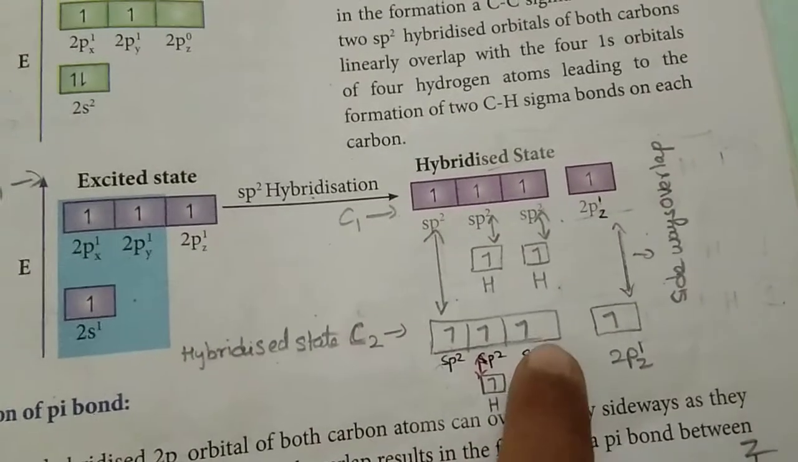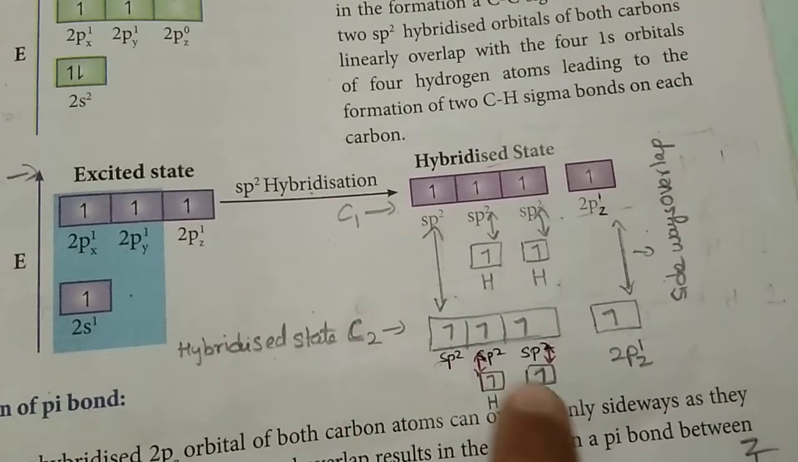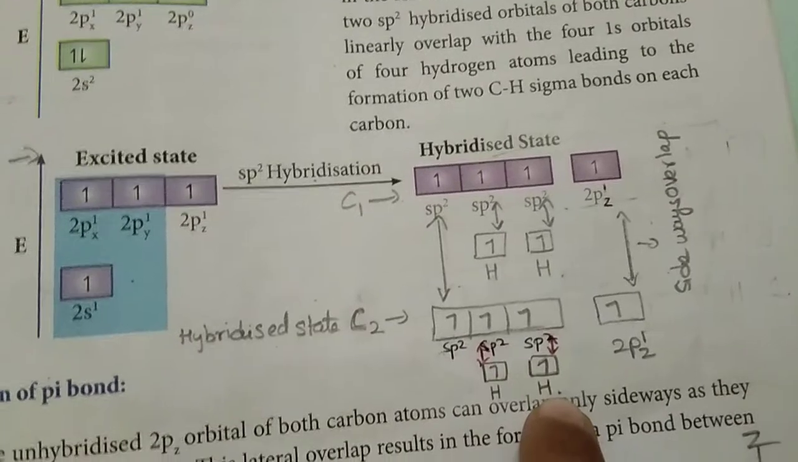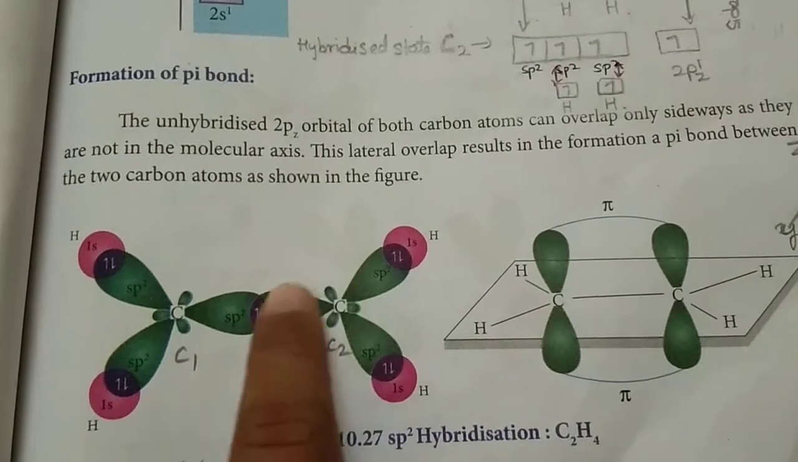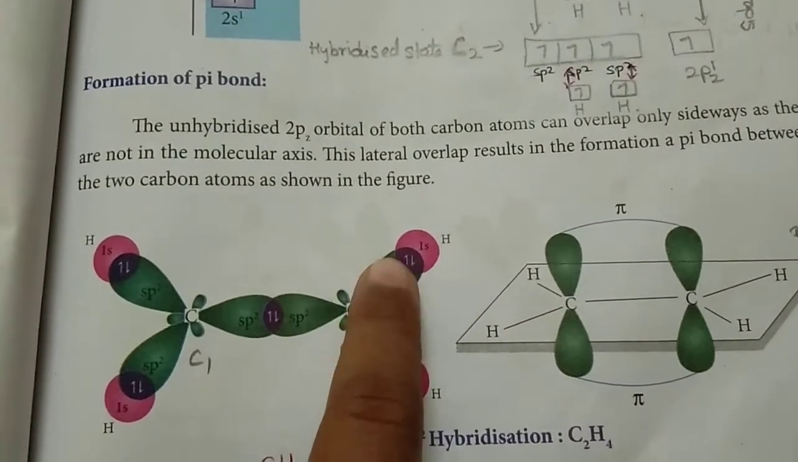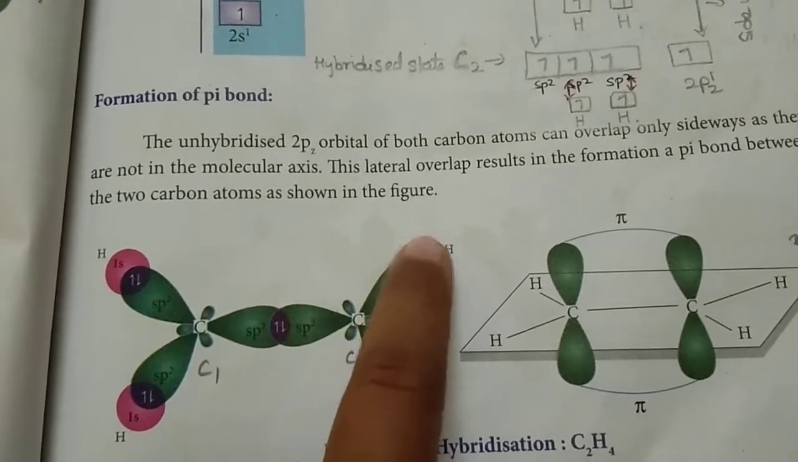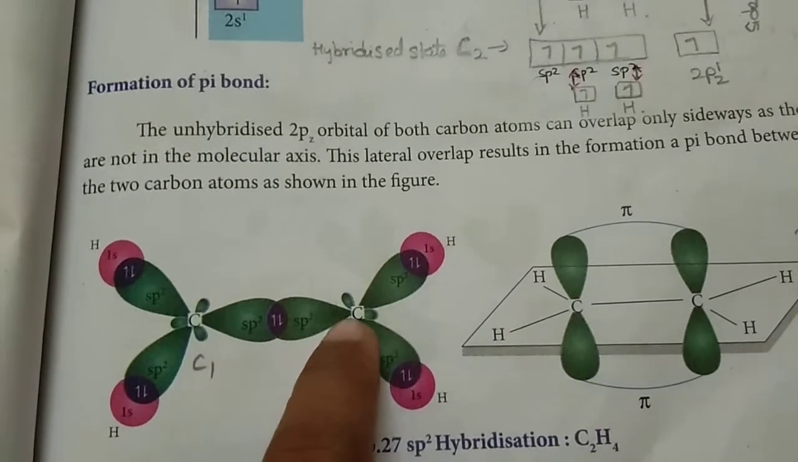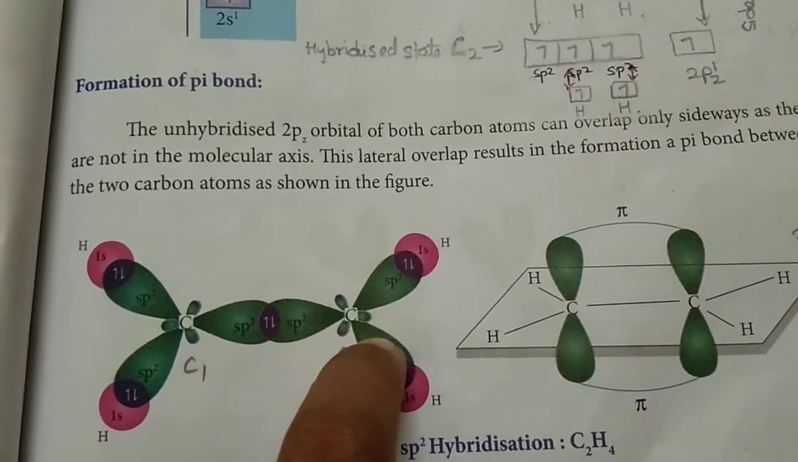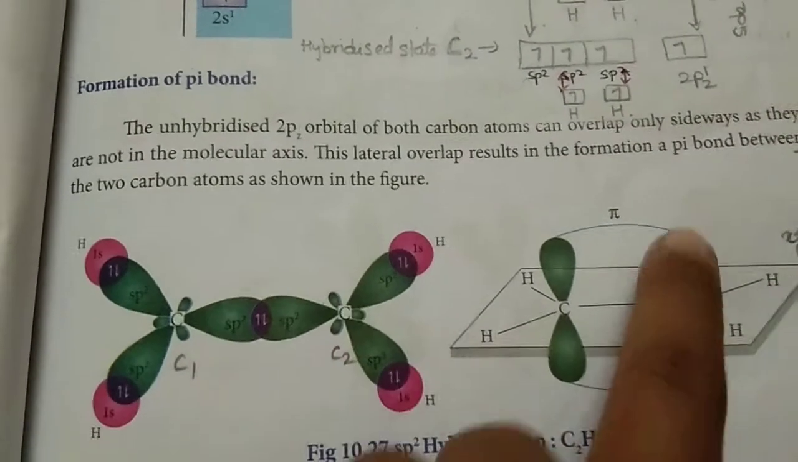Like that, the sp2 hybridized orbital of carbon 2 overlaps with the 1s orbital of hydrogen forming a sigma bond. So this is carbon 2, sp2 hybridization. The sp2 hybridized orbital of carbon 2 overlaps with one of the hydrogen atoms forming one sigma bond, and another sp2 hybridized orbital of carbon 2 overlaps with another hydrogen atom forming a sigma bond, like this.